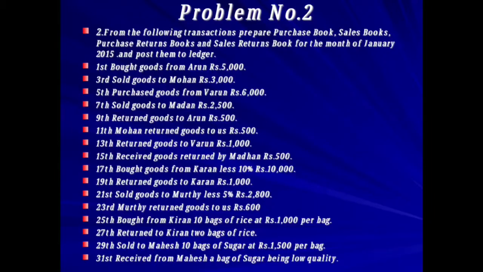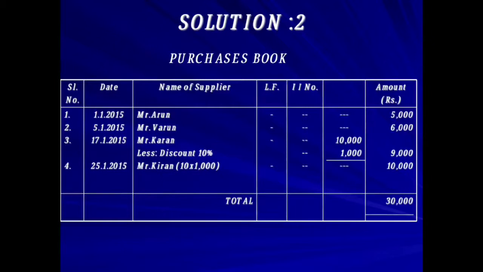Now it is over, right? All the entries we have recorded in respective books like purchase book, sales book, purchase returns book and sales returns book. All 4 books we have prepared here, right? So all the respective entries we have recorded in our respective books now. So we will see purchase book total how much we will get. 5,000 plus 6,000 plus 9,000 plus 10,000. So altogether total how much we will get, it is 30,000.